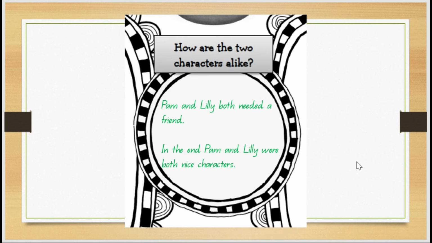So, some things that I have added about the two characters. Pam and Lily both needed a friend. So Pam, obviously, she was mean, and she was probably mean because she was a bit lonely. She didn't feel like she had any friends. And Lily was a new student to the school and knew nobody. So they both needed a friend.